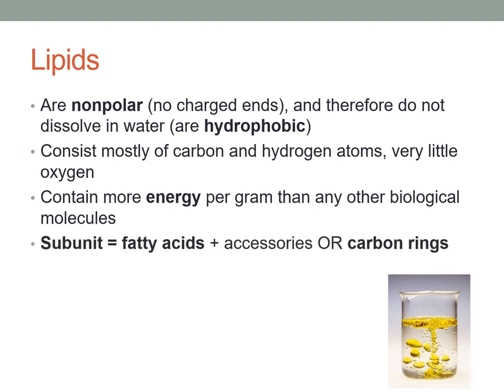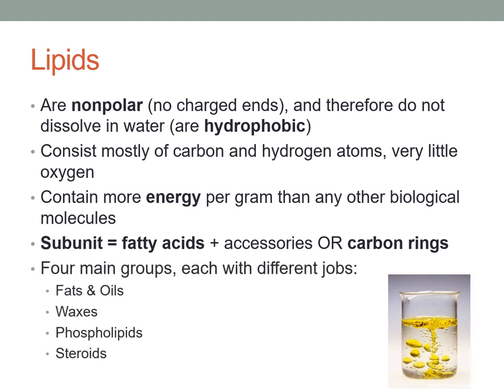The subunits for lipids are fatty acids plus some stuff or carbon rings. It's a little different depending on what types of lipids we're talking about, and we'll get into that in a second. There are four main subgroups of lipids, and we're going to talk about them one by one. You don't need to write them down right now. They are fats and oils, waxes, phospholipids, and steroids. So we're going to start with the first one.